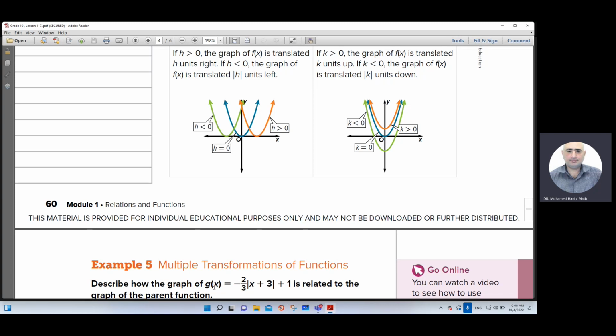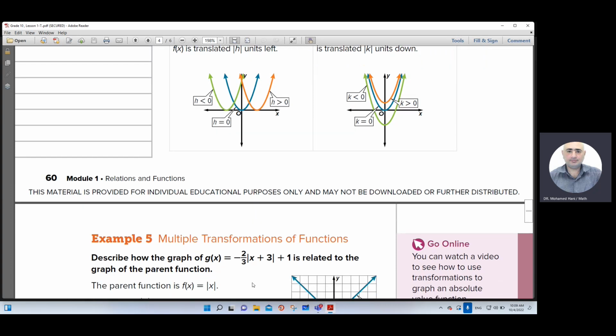This function is from the parent functions. As you remember, when we studied the four cases of parent functions, we have four types: constant, identity, absolute value, or quadratic. So what is the name of this function? Absolute value, because we have absolute value here. If you see absolute value inside the function, the name of this function will be the absolute value function. Right.